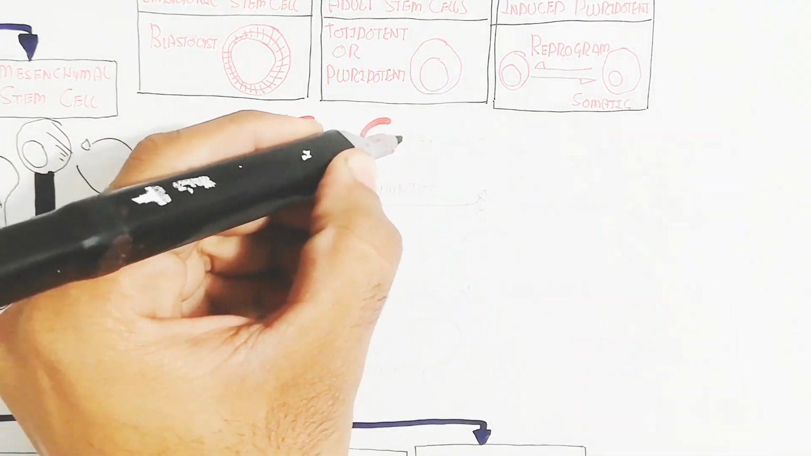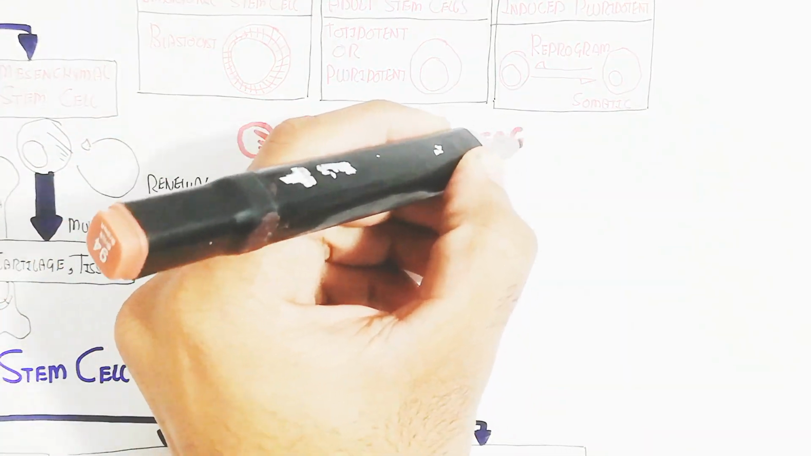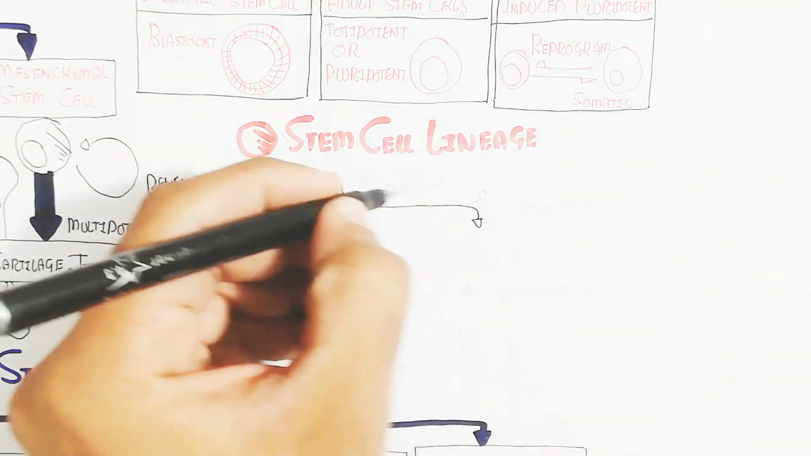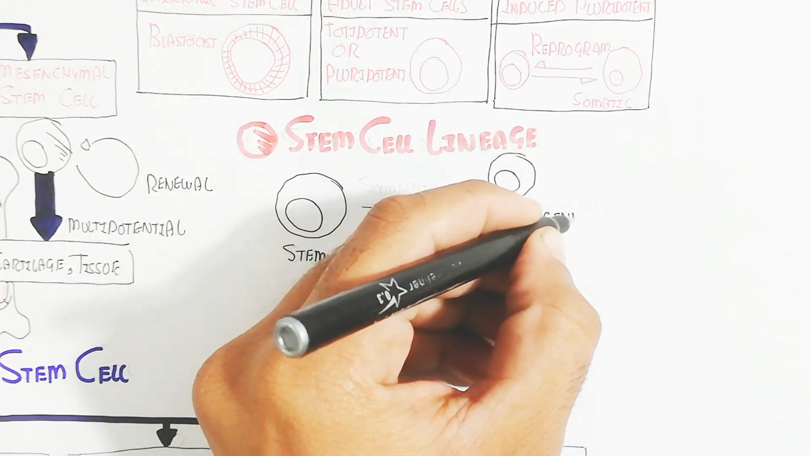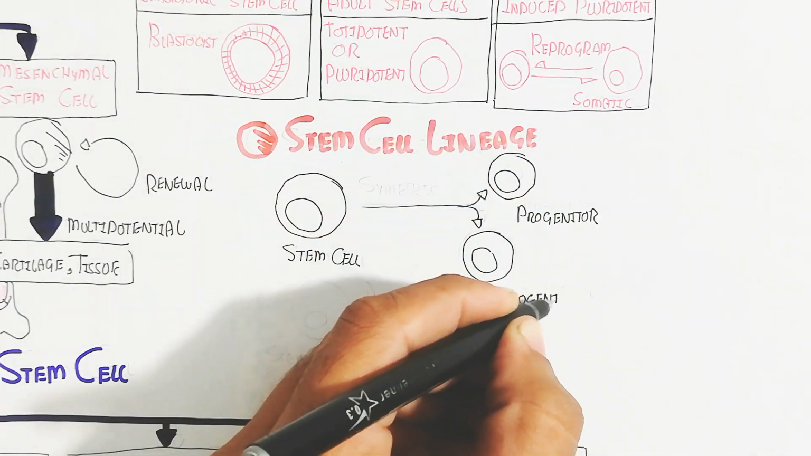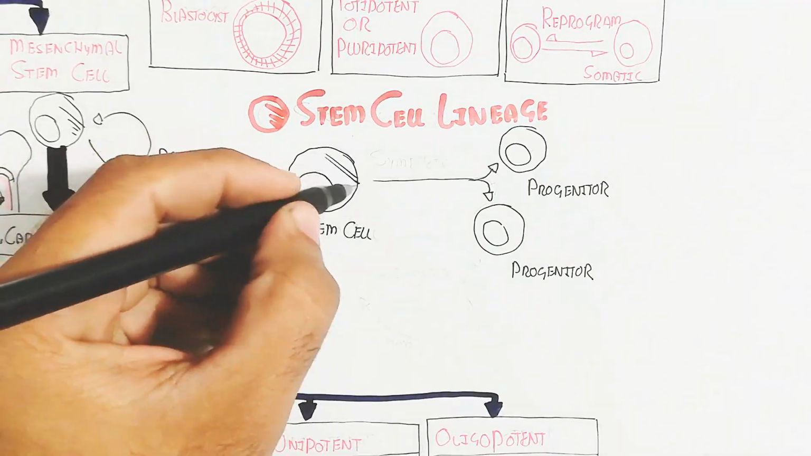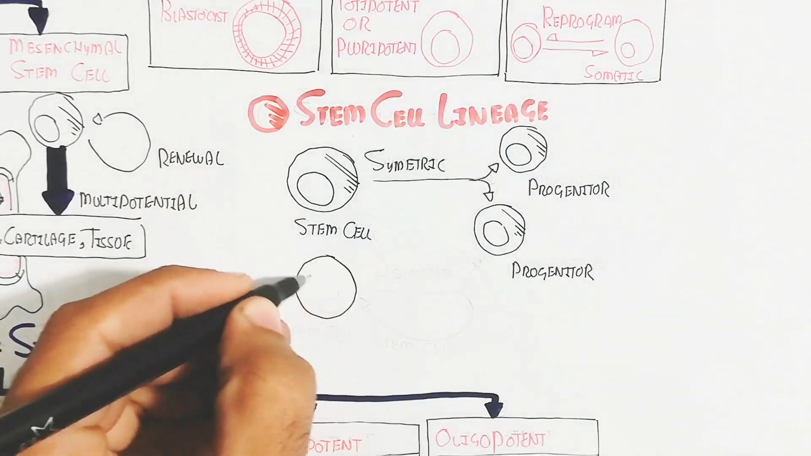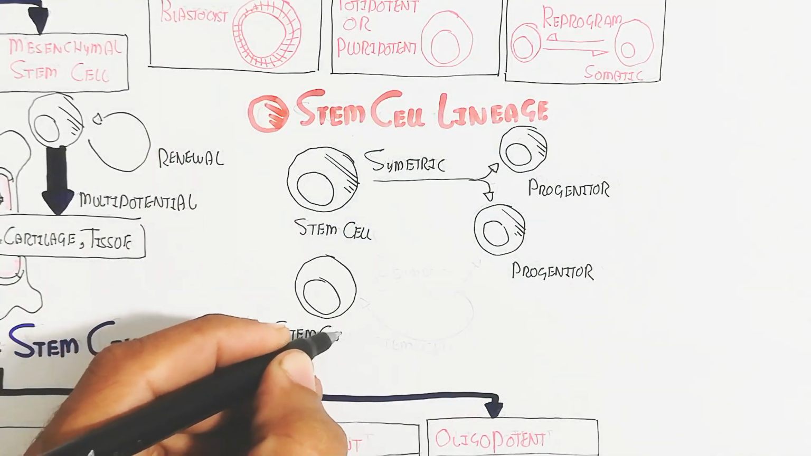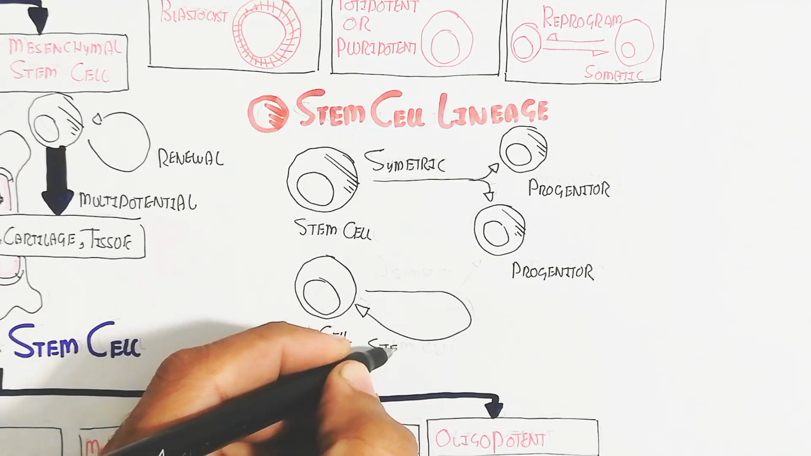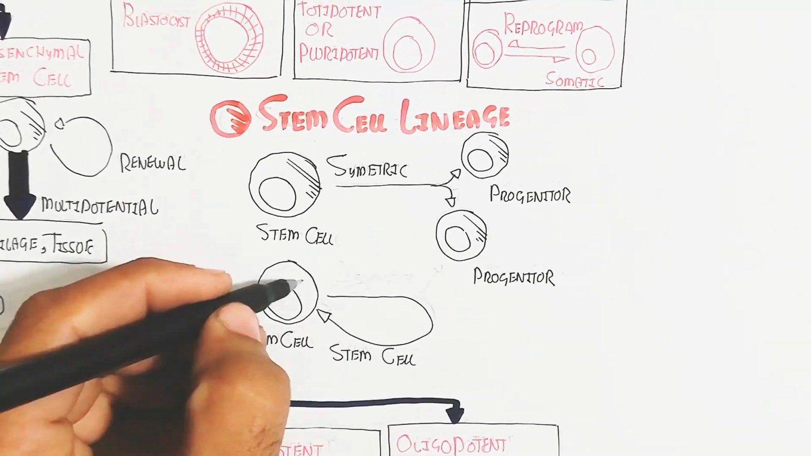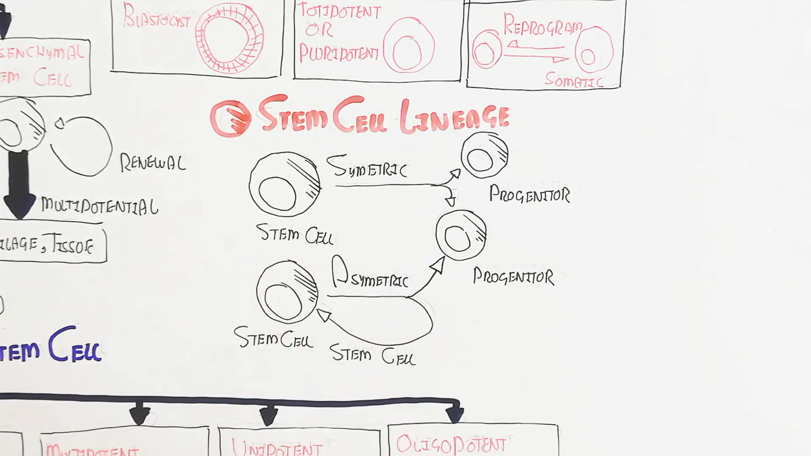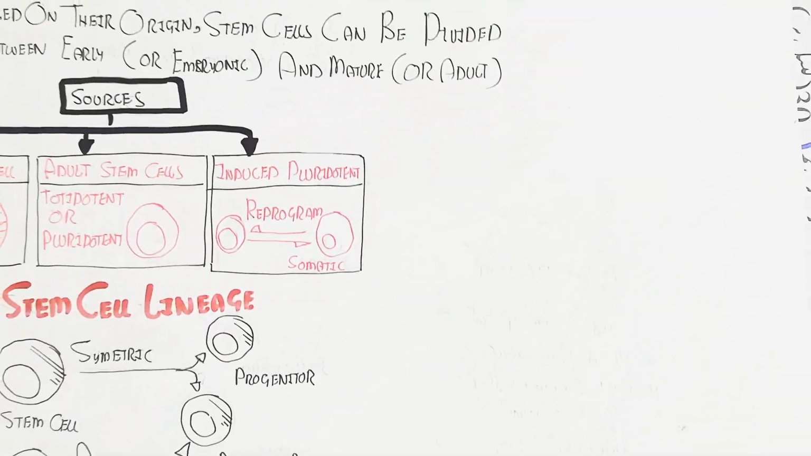Stem cell lineage we will discuss. In symmetric division, the stem cell will lead to two progenitors, both the same progenitor, which further differentiate. The other lineage is where the stem cell replicates itself, and asymmetric means one cell is the same as the parental stem cell while the other is a progenitor.